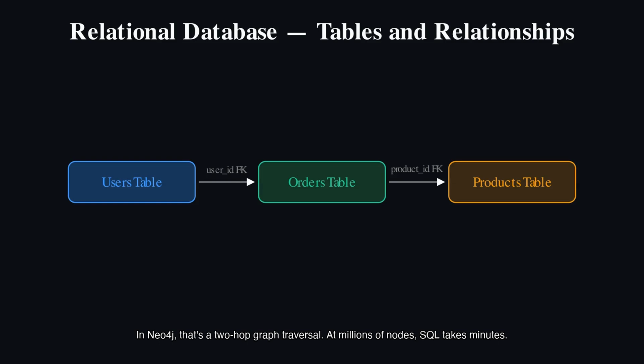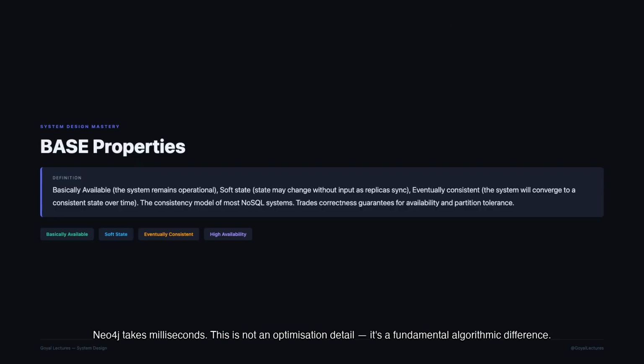At millions of nodes, SQL takes minutes. Neo4j takes milliseconds. This is not an optimization detail. It's a fundamental algorithmic difference.